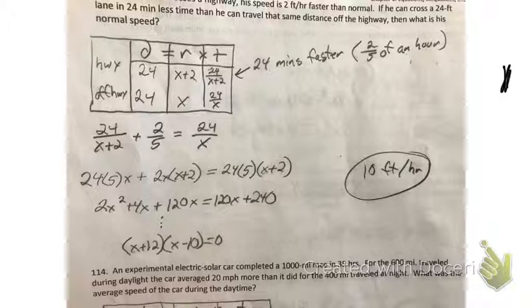Other questions? Yeah, Leo. 107. Oh, 107 is, we have a tennis court. It says that the area is 312 yards. So if the area is 312 yards, that means length times width has to equal 312. Well, we don't actually know the length, and we don't know the width. All we know is that the length is 2 yards longer than twice your width.